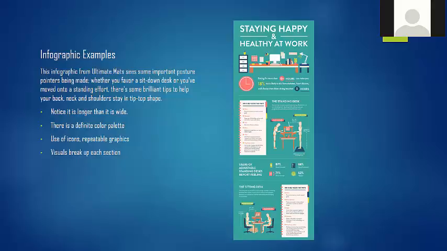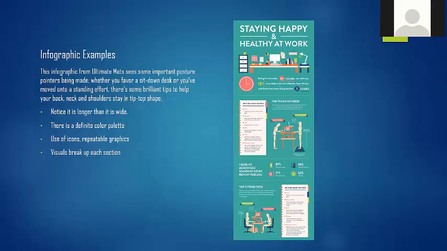So this is an infographic from a place called Ultimate Mats, and it talks about posture. As you can see, it has a color palette that's consistent throughout. There's that seafoam green color, navy blue, and that coral color. It's consistent throughout the whole thing.